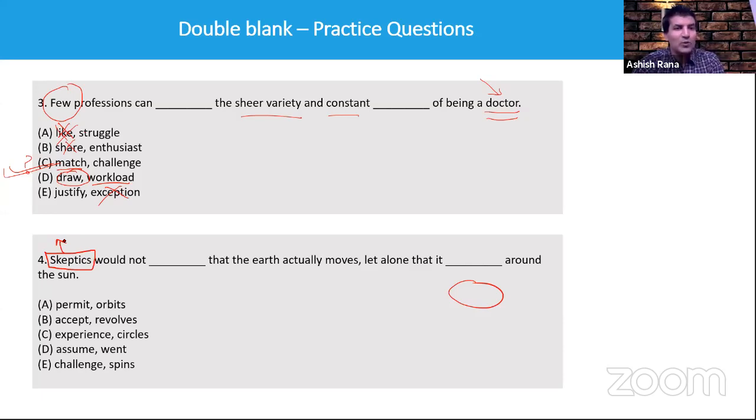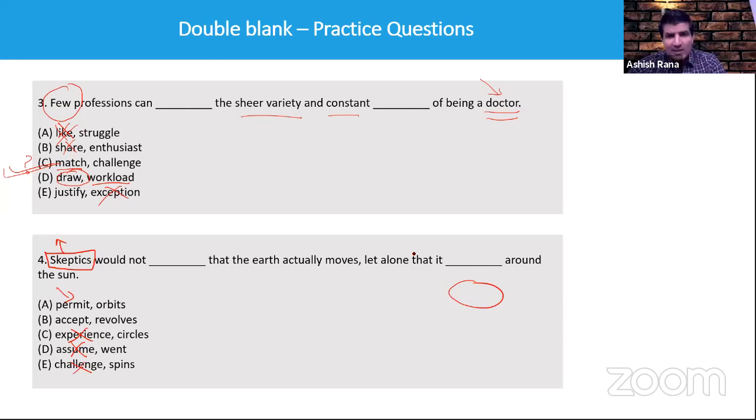So skeptics would not do what? Skeptics would not believe, or accept. Okay, let's look at the words. Skeptics would not permit, not really permission, it's more about believing. Skeptics would not experience, that's wrong. Skeptics would not assume. In fact, they assume things. That's why they are not open, that's why they don't believe other people. Skeptics would not challenge. Do you think skeptics don't challenge? They do challenge.